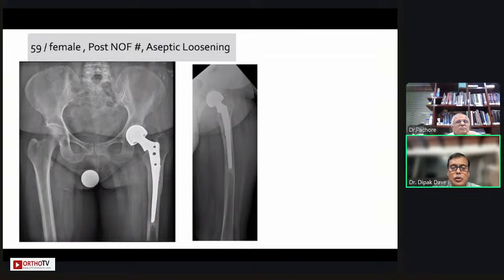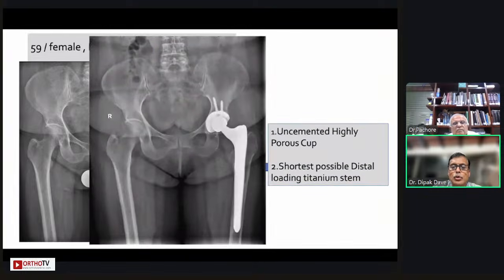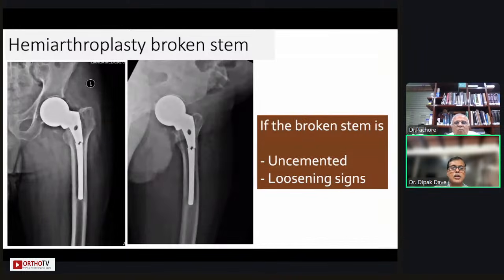So again, you can see the loosening pedestal sign. So this shows the signs of loosening. You have to remove that uncemented highly porous cup, and use the shortest possible distal loading titanium stem. This is always my go-to stem, and this is the size which I always prefer to use in these kinds of bipolar removals and THR.